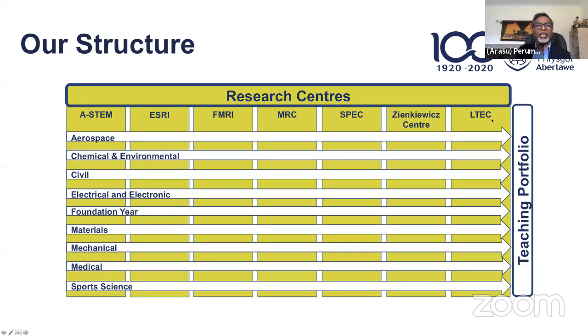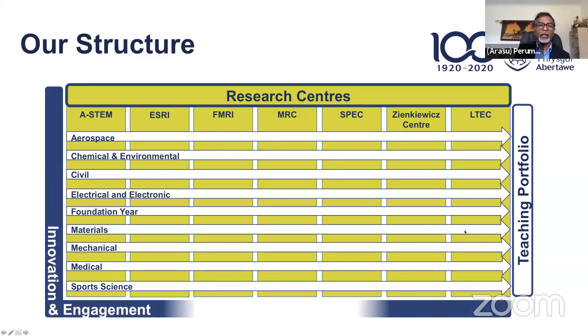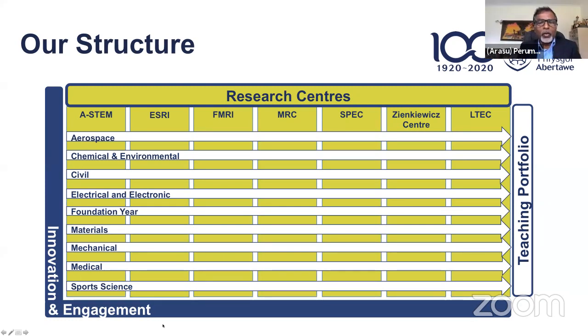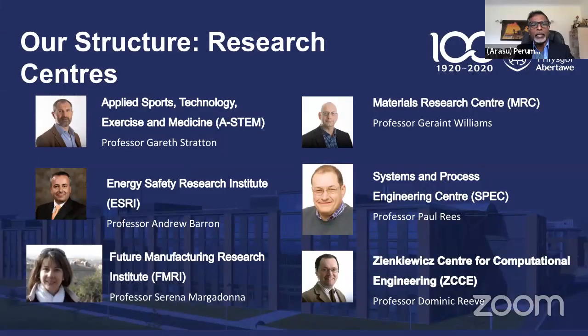Then we have all these disciplines: aerospace, chemical, civil, electrical and electronics, foundation year, and so on. These are all the teaching portfolios. All the people sitting in the research centers will be teaching across all these disciplines. Then we also have a translational wing, more or less. I think it's called Innovation and Engagement, which looks after the engagement or innovation side, interacting with industries and so on across the college. That, in brief, is our structure. And we have all these heads of research centers.